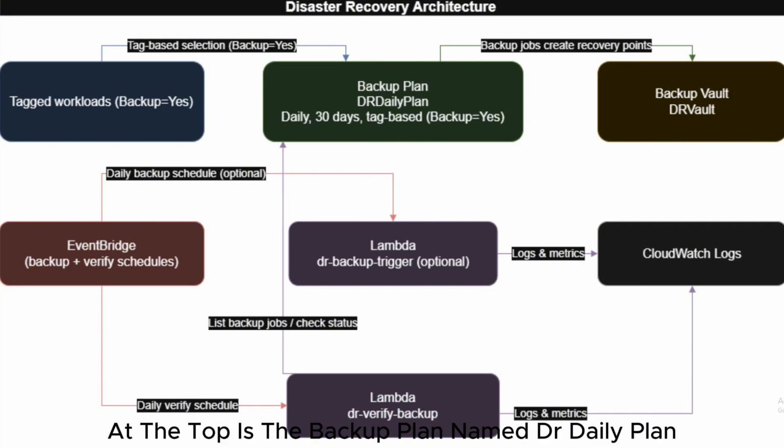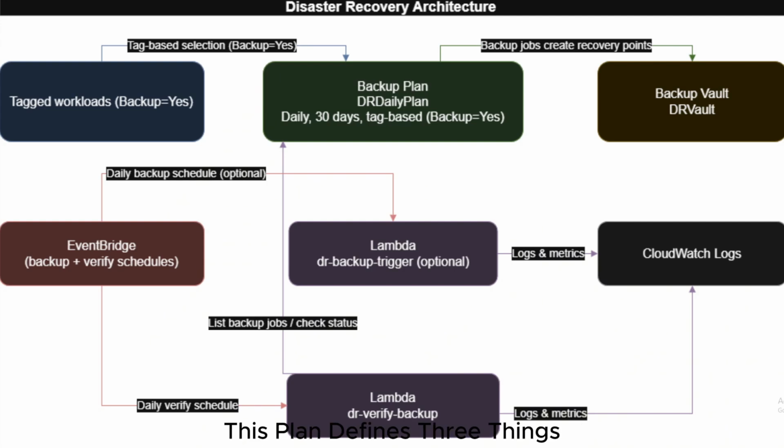In the middle, at the top, is the backup plan, named DR Daily Plan. This plan defines three things. It runs daily, it keeps backups for 30 days, and it uses the tag-based selection rule. This is the policy brain of the system. It decides when backups run and how long they're retained.